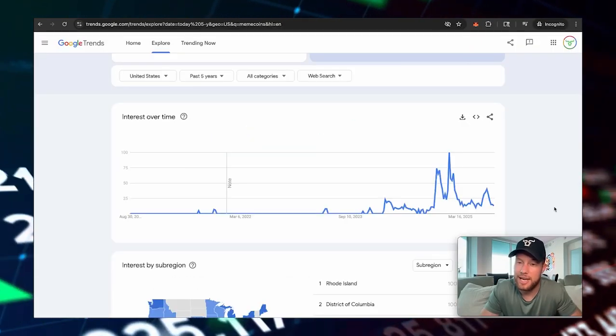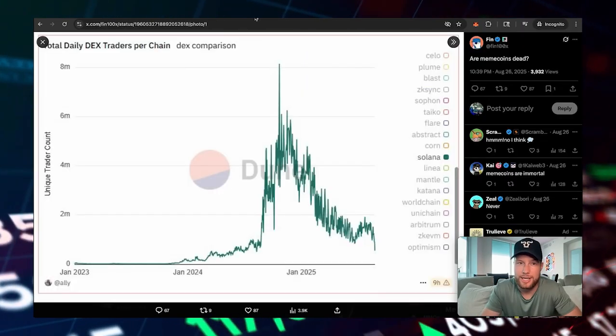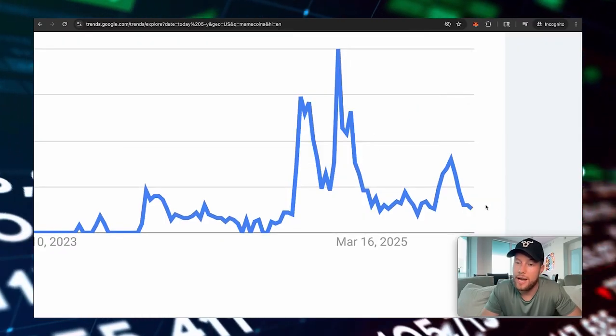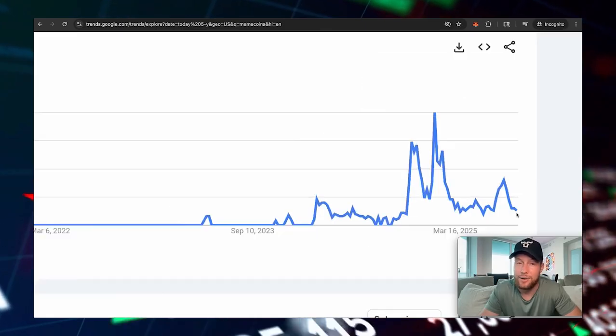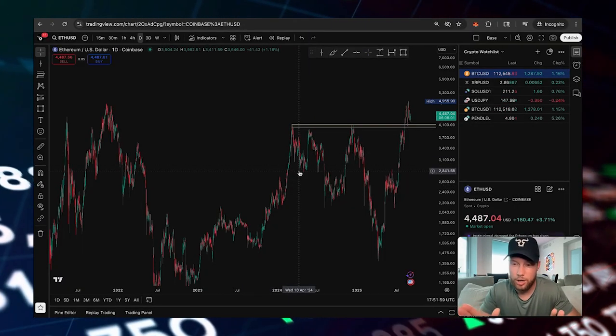So this is a key to understand here, because just as much as the charts go through the psychology of a market cycle, so does retail interest on Google Trends. And so what we're going through right now is the depression stage for meme coins, where people think that they're dead. Now, I think this is extremely important to talk about Ethereum and what's about to happen next based on what I see on the charts.